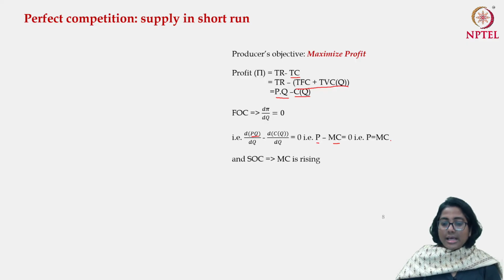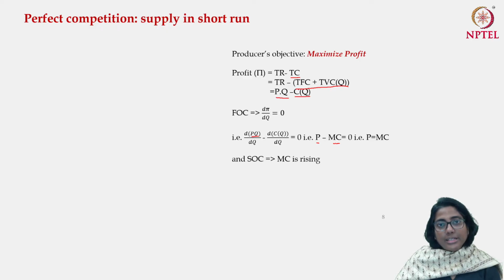What is the second order condition? The second order condition will say that d2π/dq2 is negative because we are maximizing. Now if d2π/dq2 is negative, that means dp/dq, which is 0, minus dMC/dq has to be negative. So minus dMC/dq has to be negative. If I take the minus sign out, this means dMC/dq is positive. dMC/dq positive means that the slope of the marginal cost curve has to be positive.